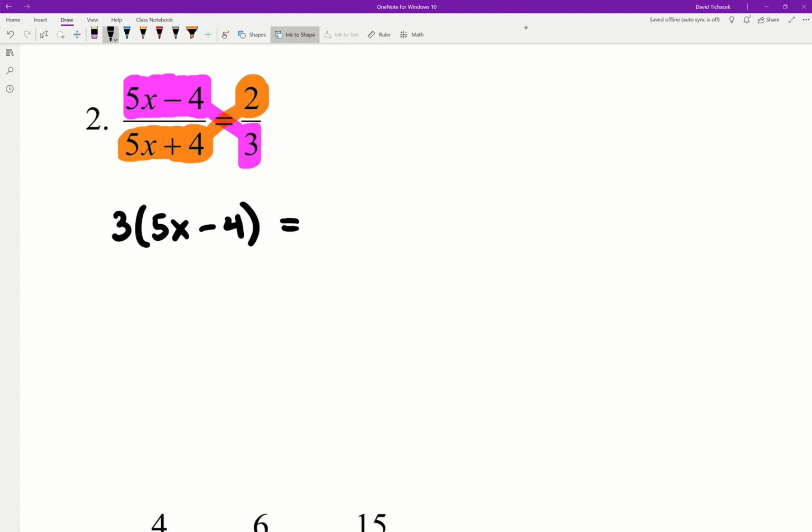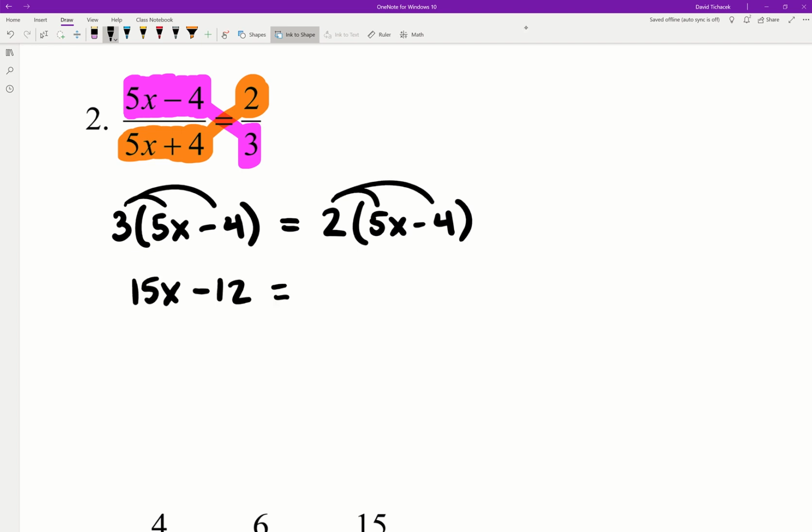And so we know how to write that too, right? That would be 2 times the expression 5x minus 4. In which case, we would now just go ahead and perform some distributive properties. So distribute 3 into the expression on the left, distribute 2 into the expression on the right. So that would be 15x minus 12 is equal to 10x minus 8.